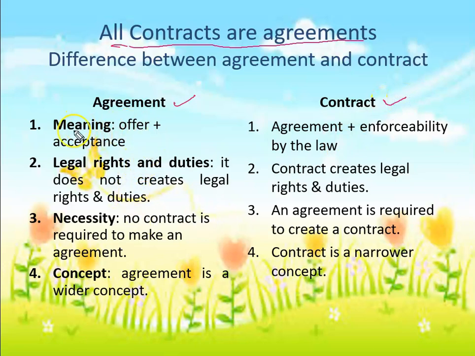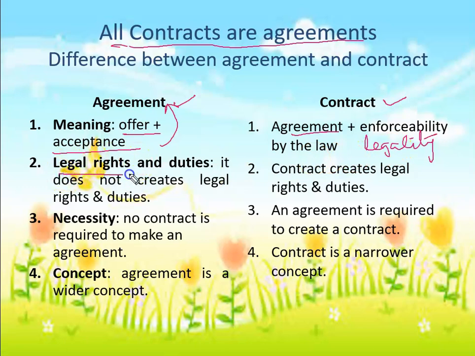First, the meaning of agreement suggests that there is an offer plus there is an acceptance. We already talked in the previous video also: offer plus acceptance makes the agreement. What is a contract? Contract is an agreement plus there is a legality to that agreement. When there is a legality, there is enforceability by the law. You can enforce that agreement. Obviously it will create some kind of legal rights and legal duties, right?